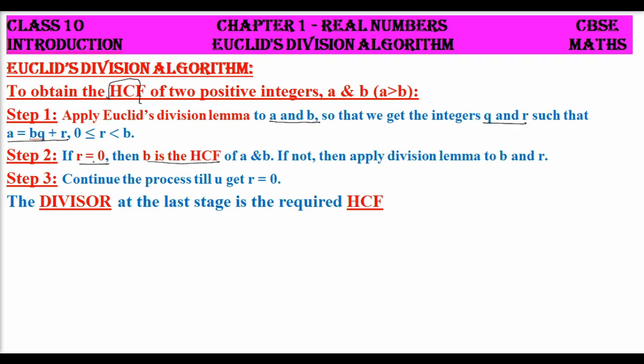In the next step, I will check whether the remainder is 0. If the remainder is 0, then b is the HCF. Right? If not, again I will apply Euclid's division lemma to the divisor and the remainder, that is b and r. Okay, and I will continue like this till I get r equal to 0. Once I get the remainder equal to 0, then the divisor at this stage is my required HCF. This is the procedure to find the HCF of two positive integers using Euclid's division lemma.